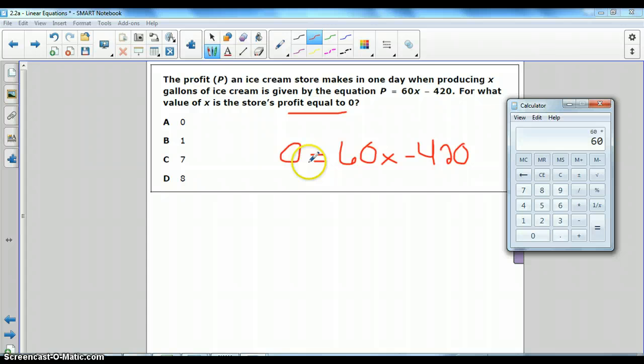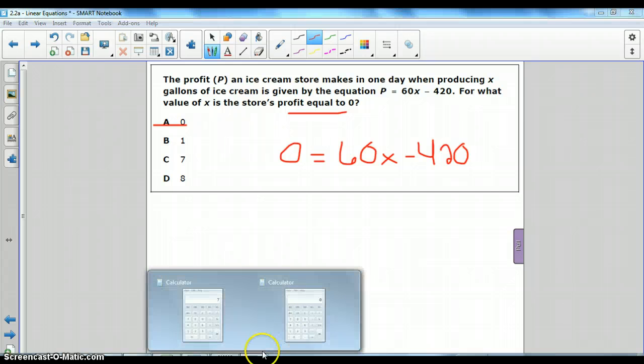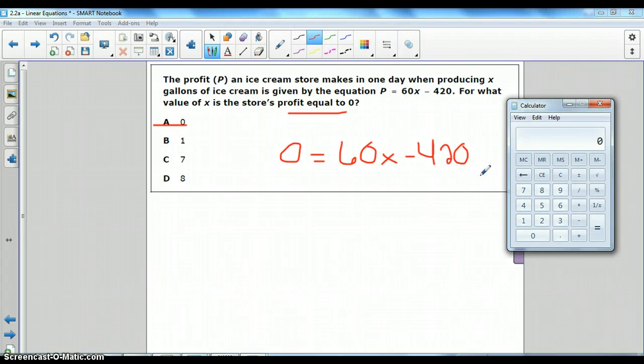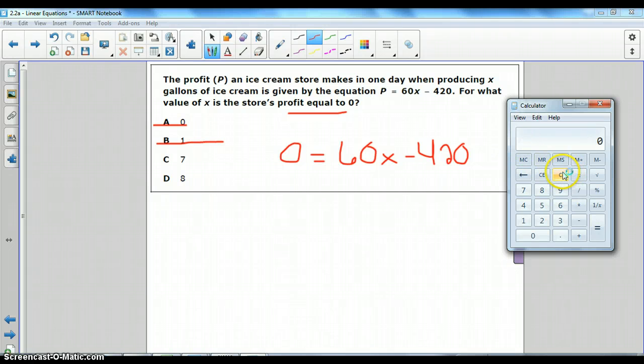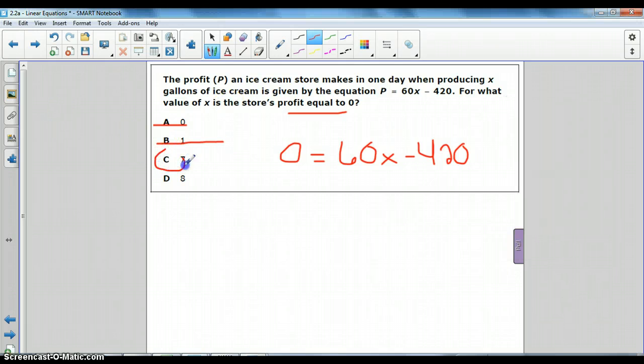So 60 times 0 minus 420 equals negative 420. Well, we want it to equal 0, so that can't be right. You can totally solve that, and we can solve it too, but I just want you to understand this process in case you get stumped. 60 times 1 minus 420 is negative 360, so it's not 1 gallon of ice cream. 60 times 7 minus 420 is 0. So it's 7 gallons.